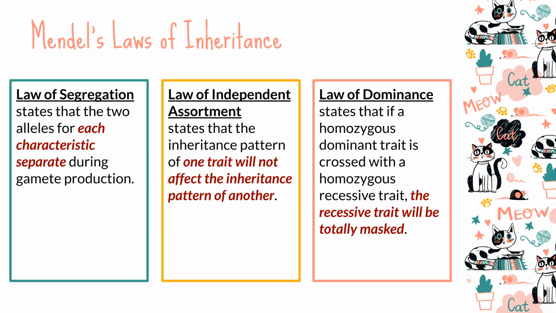Scientists later formulated the following laws. The law of segregation, which explains that allele pairs separate during gamete formation. The law of independent assortment, which states that different traits are inherited independently of one another. And the law of dominance, which states that a dominant allele masks a recessive one in heterozygous offspring.